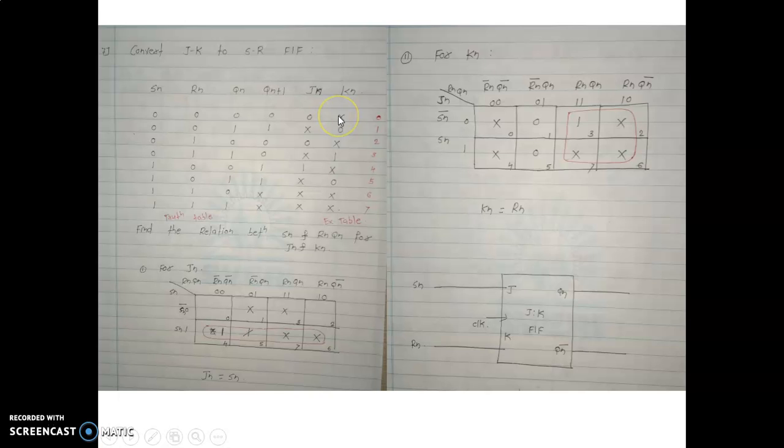If we observe our excitation table of the JK flip-flop, for 0 0, a 0 cross condition is present. For 1 1, a cross 0 is present. Again for 0 0, a 0 cross is present. So like this we can consider the excitation table of the JK flip-flop.